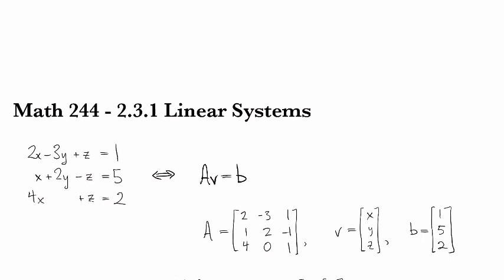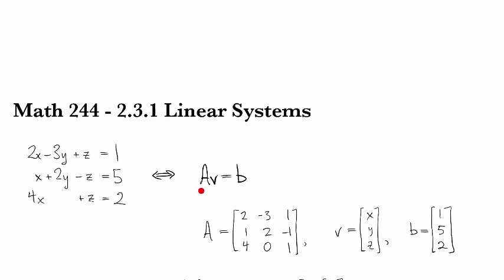Earlier, we talked about how a linear system can be encoded as a matrix multiplication equation. So here's the example that I showed you before. This is what we call a linear system. That's just a fancy way of saying a set of several linear equations that have the same variables. We call it a linear system.